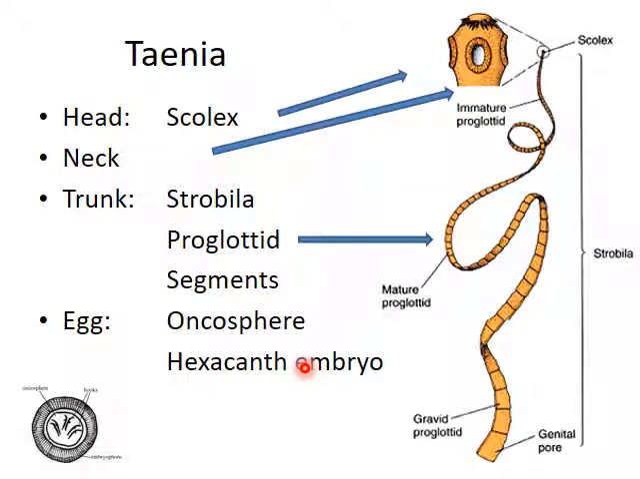Then the next is the eggs. The eggs fill up the gravid segments, and in most of the cestodes the eggs are round to oval. It consists of 3 pairs of hooklets. It also has a radially striated embryophore and a very thin eggshell, also called hexacanth embryo.